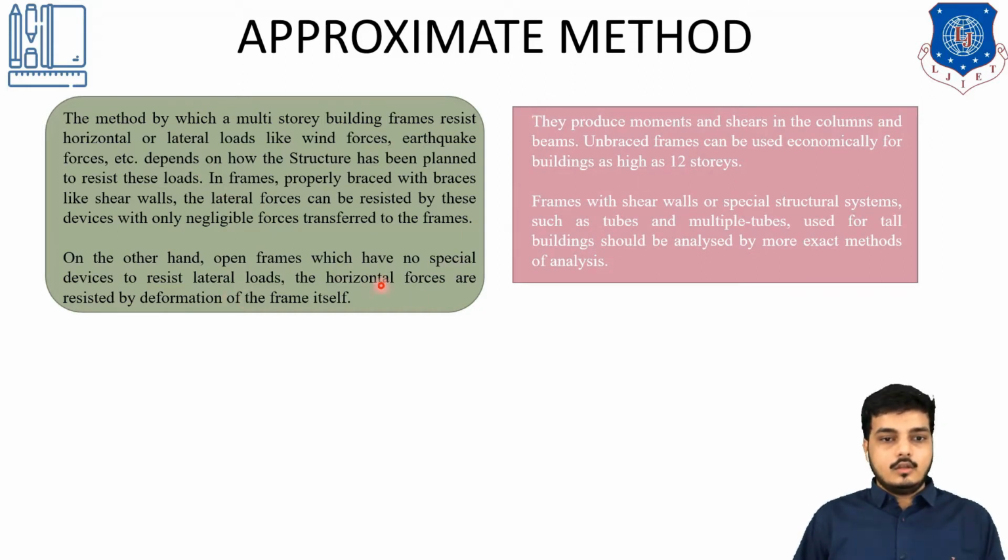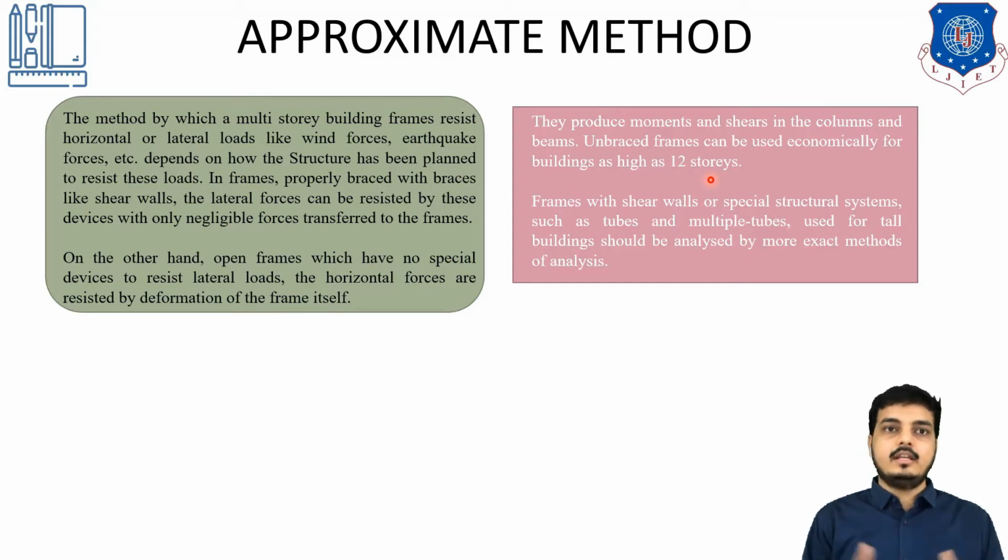Now here, in the frame where no special device for lateral load is provided, it is just a column and beam frame. So horizontal forces are resisted by deformation of the frame itself. As I said, they produce moments and shears in the columns and beams. All the forces will majorly affect the beam element as well as the column element. An unbraced frame can be economical for buildings up to 12 stories high. So we can plan an unbraced frame, without special structural elements, for a building up to 12 stories.